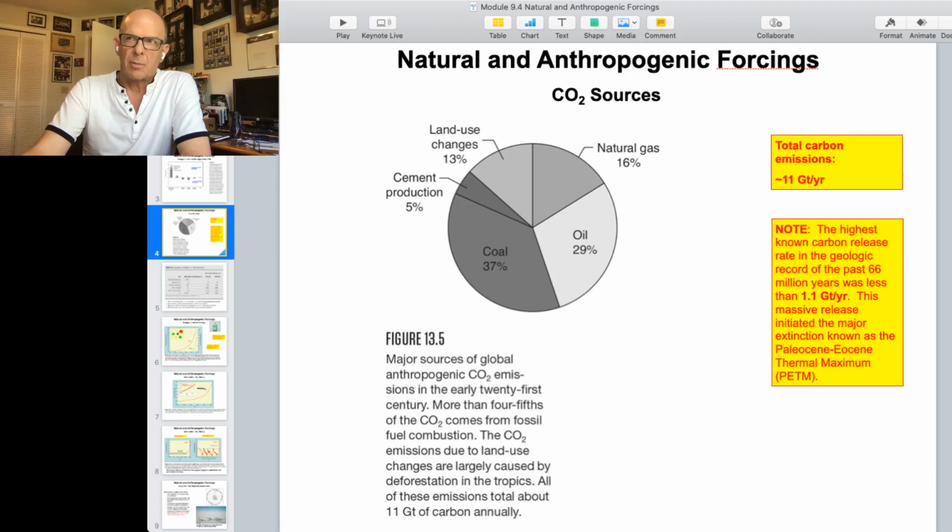Total human carbon emissions at the present time are a little bit more than 10 gigatons per year. And the note indicates that over geologic history, in our record going back tens of millions of years, the fastest rate of carbon injection into the atmosphere was about 10 times smaller than that. And it actually led to a significant enough climate change to create a mass extinction event.